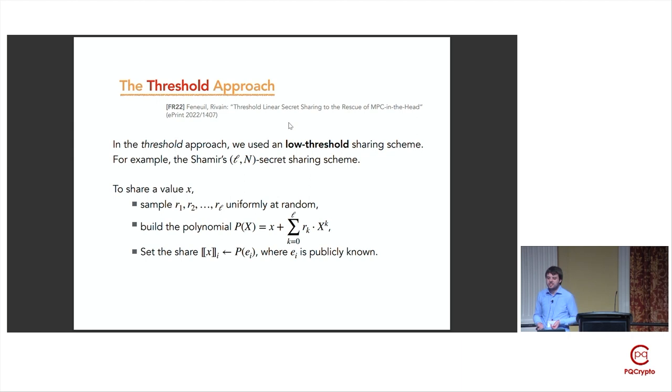Just to remind you, the secret sharing scheme consists in the following. To share a value x, we will first sample some coefficients r. We will build the polynomial so that the constant term is the secret. And each share will be an evaluation of this polynomial where the evaluation point is public. So the idea is simply that we replace the additive sharing with, for example, a Shamir secret sharing scheme.